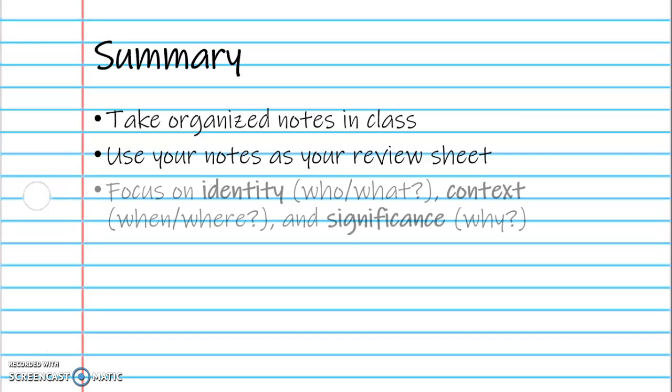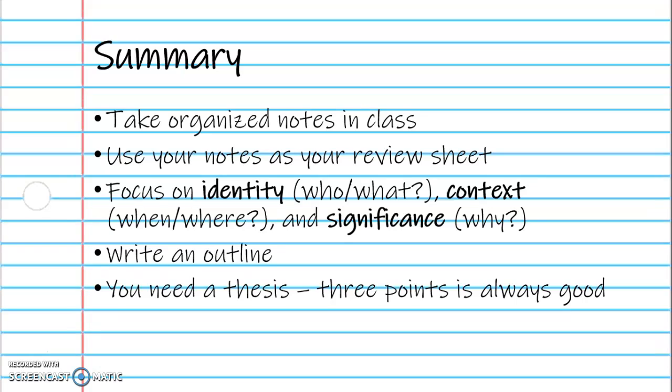So in summary, take organized notes in class. Use your notes as your review sheet. For the identity, context, and significance, you need to know who or what, when and where, and why does it matter. For the outlines, you need to definitely have a thesis with 3 points, and then write paragraphs for each of those points, sum it up maybe at the end, and within those essays, give examples and proofread.